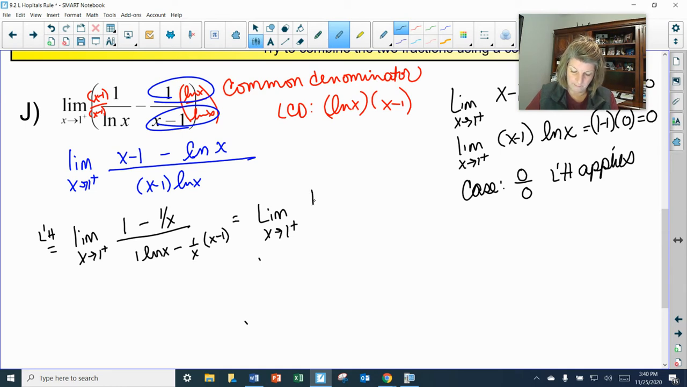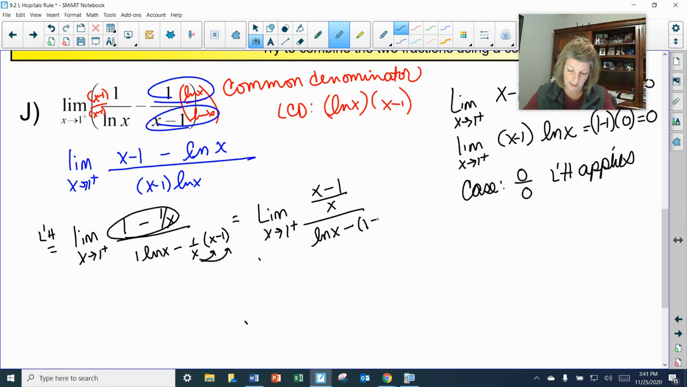You know what? While I'm writing this one, I'm going to make this one fraction. That's going to be an x over x, so an x minus 1 over common denominator x. The bottom would be looking like natural log x minus, distributing through would give me 1 minus 1 over x. Just really being careful here. How is that helpful?